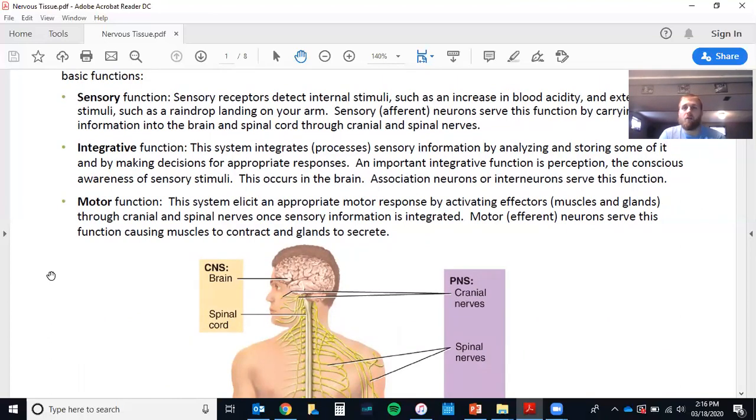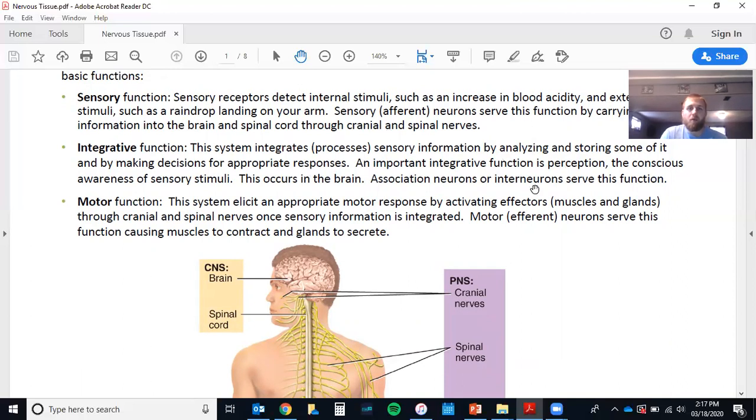If we're cold, we think of shivering as a response. The integrated function is the deciding response, what to do with that sensory information. In the case of shivering, our brain, where we perform a lot of our integrated functions, is responsible for deciding that we need to shiver so that we heat up our body. So integration refers to processing that information, analyzing, storing some of it, and making decisions for appropriate responses.